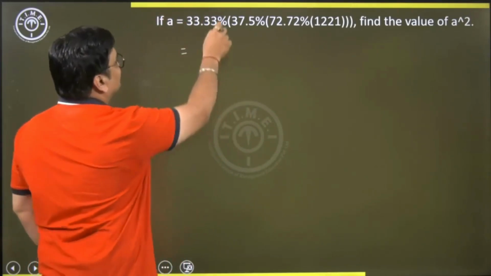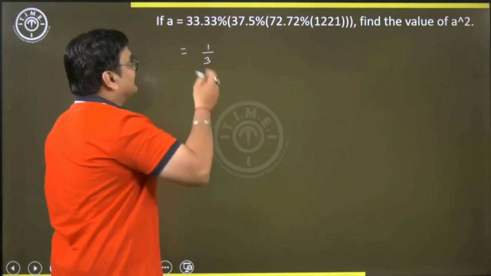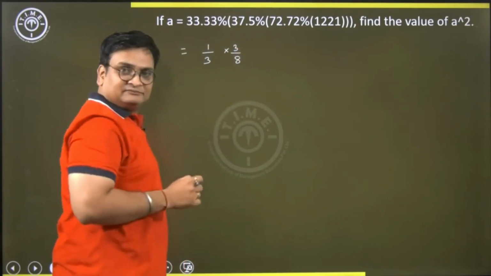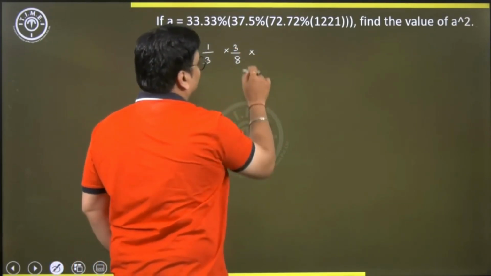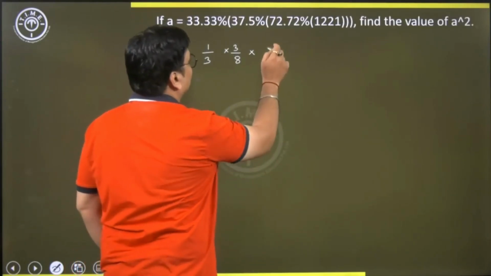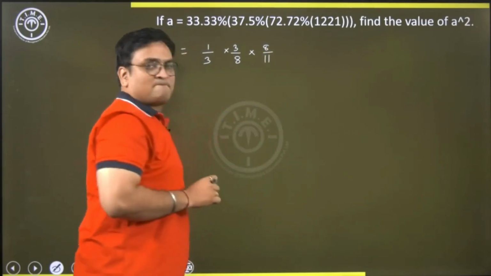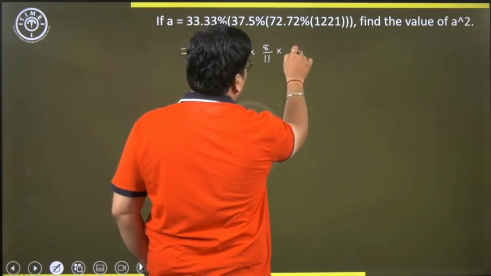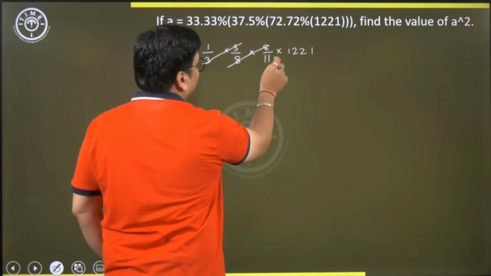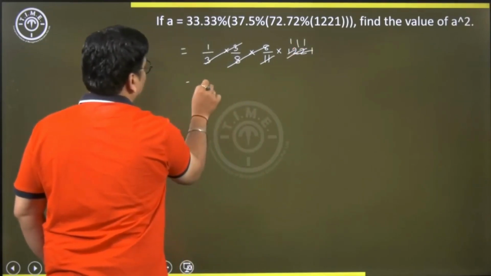Let's do that. So 33.33% in fraction we should know is 1 by 3. 37.5% in fractions we should know is 3 by 8. And 72.72% in fractions we should know from our previous practice is nothing but 8 by 11. And of 1 to 2, 1. Now if you look at it, 3 and 3 cancel out, 8 and 8 cancel out, 11 will go one time, again one time, again one time. So my answer is 1, 1, 1.